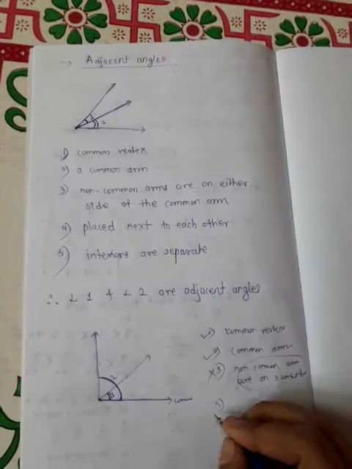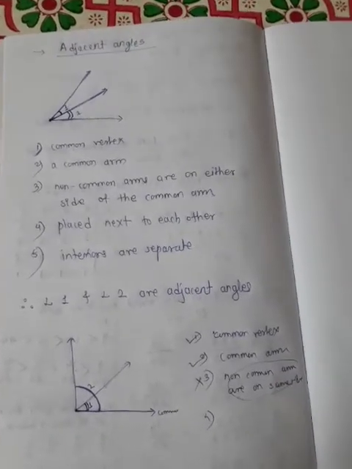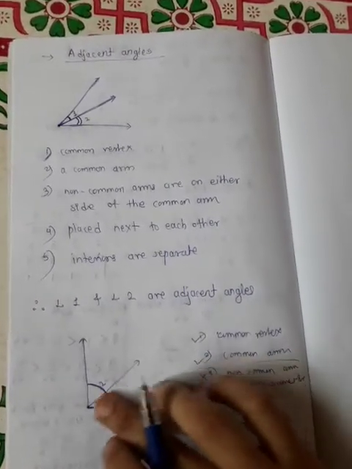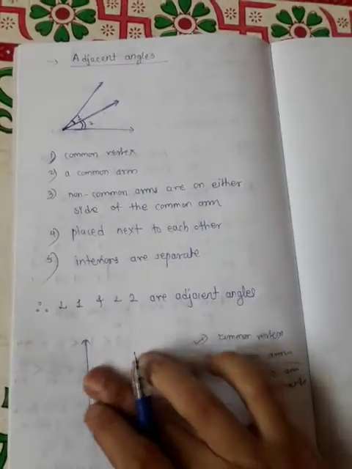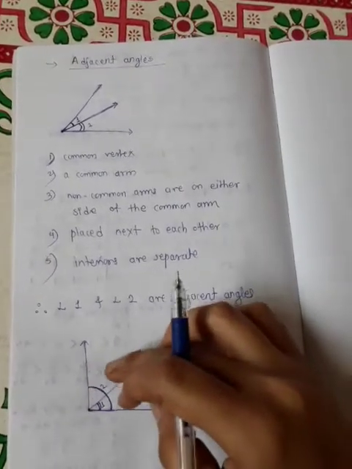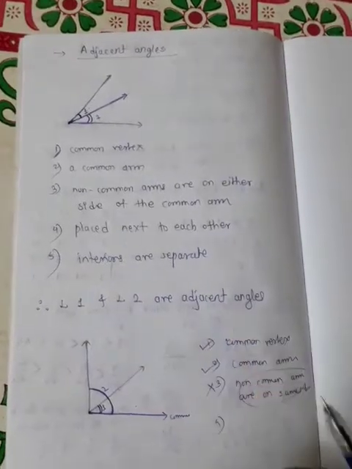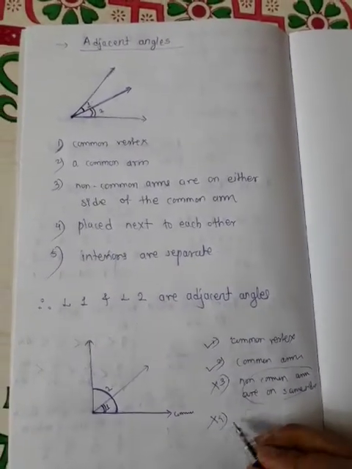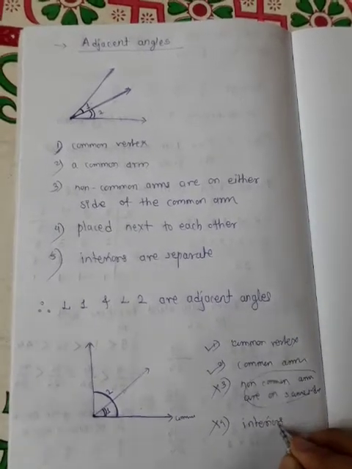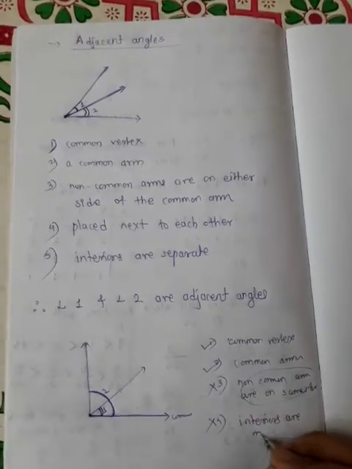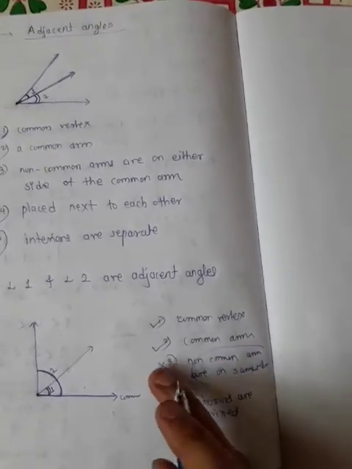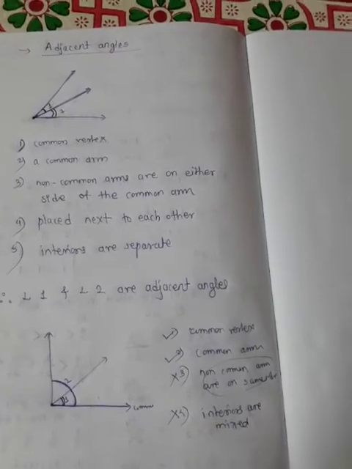Again, fourth, their interiors are separate. Here, this is the interior of angle 1, and this whole is the interior of angle 2. So their interiors are mixed; they are not separate. So it also does not satisfy the fourth property, because their interiors are mixed. I have written the reasons here why the third and fourth conditions are not satisfied.